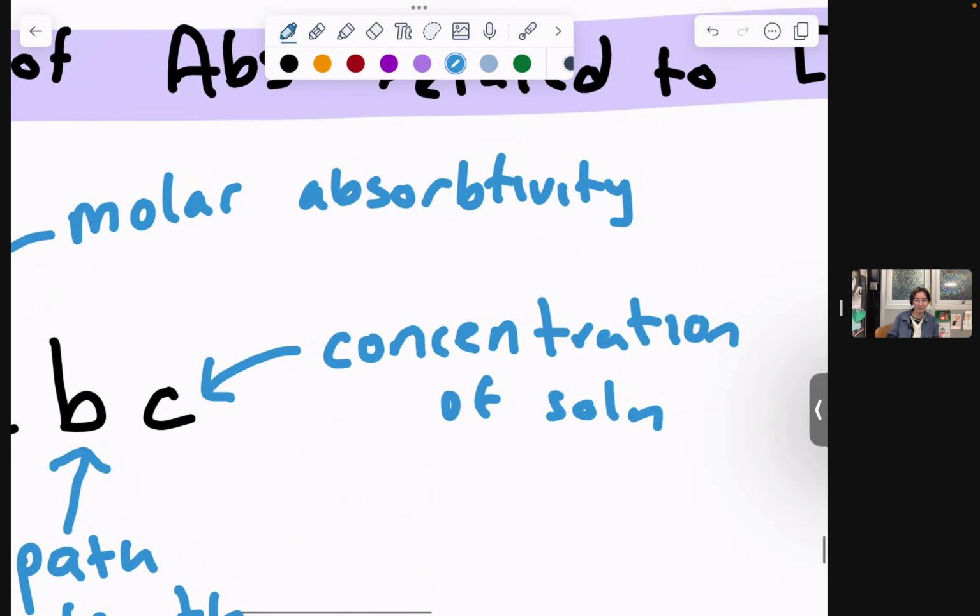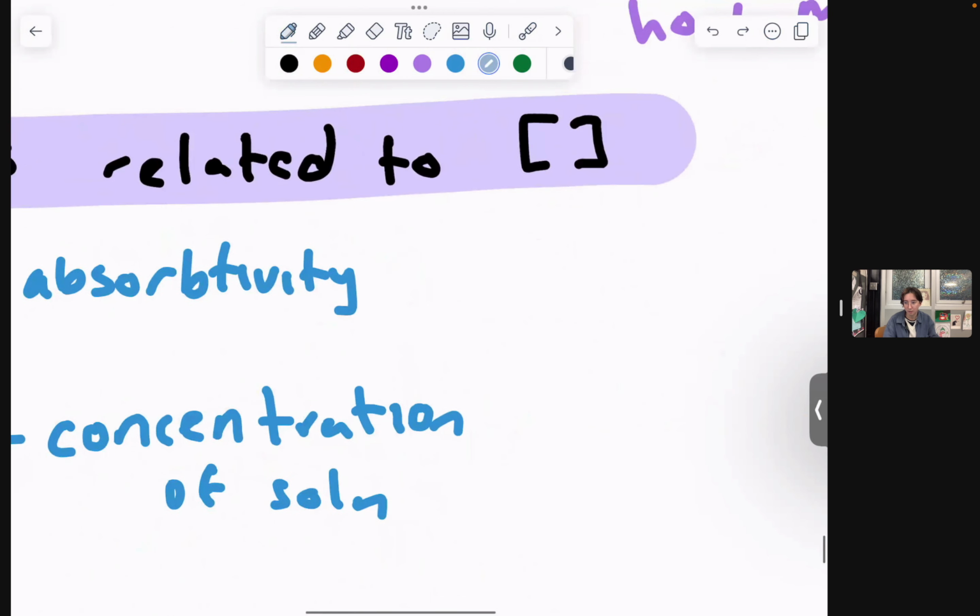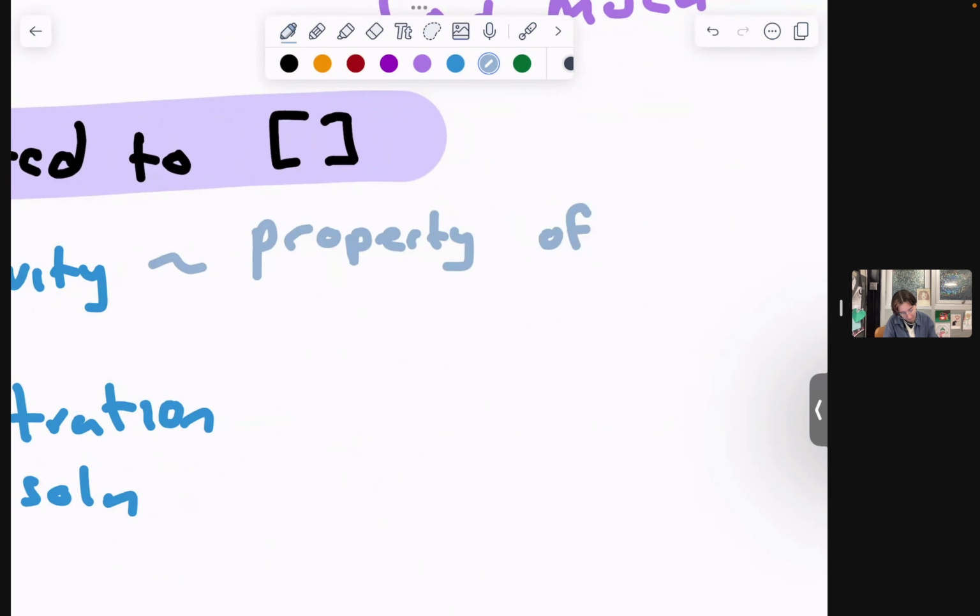Cool. You don't need to stress too much about that. This is a property of the substance. So they'd either have to give it to you or give you a graph or some data where you could determine it experimentally. So let's say I have a certain molecule, let's say a dye. This is super common with a colored substance, like a dye or a colored solution.